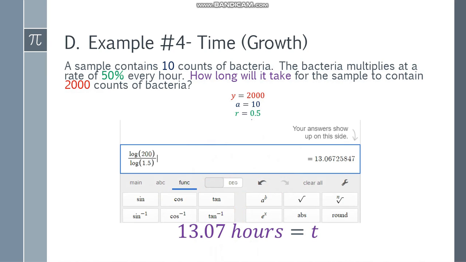So back to the question, how long will it take for the sample to contain 2,000 counts of bacteria? That will be 13.07 hours.